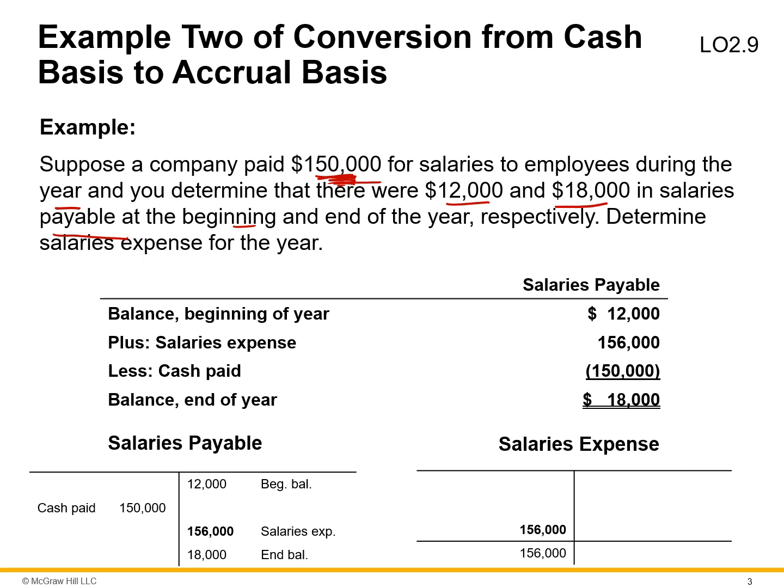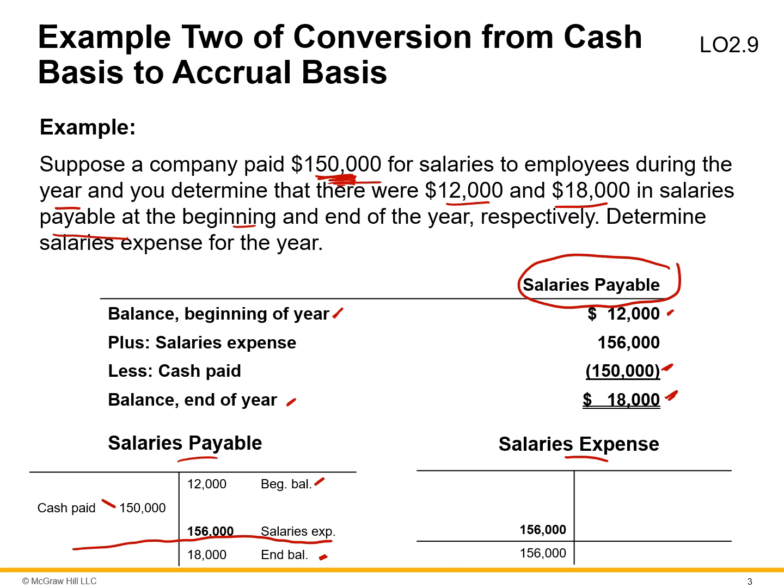We know the beginning balance is $12,000 in our salaries payable account. Our end of the year balance is $18,000, and we paid $150,000. We go down to our T accounts for salaries payable and the related salaries expense, and we put in what we know. We know that our beginning balance is 12, and our ending balance is 18, and the amount we paid is $150,000.